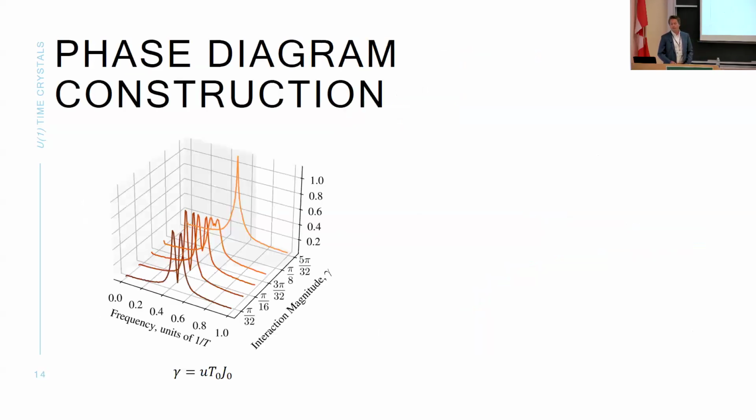So can we construct a phase diagram? Well, if we take the Fourier transform of this magnetization response, we see that there's a 2-peak versus 1-peak structure, which is a hallmark of whether or not we're beating or period doubling.